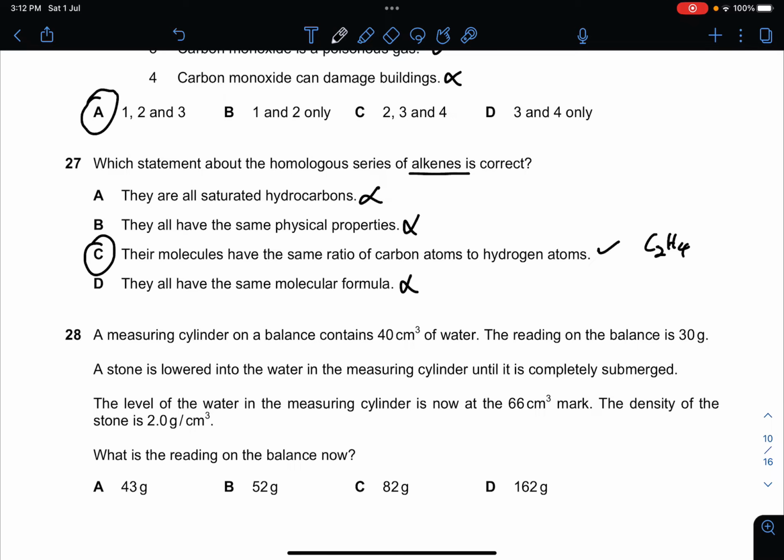So the level of the water is initially 40 with a mass of 30. Okay, let's see, 26. So of course we write down the formula. We use the density formula, ρ equals m over V. So the density of the stone is 2 g/cm³. The reading on the balance is 30. So we don't know what the mass is, but we need to find the volume.